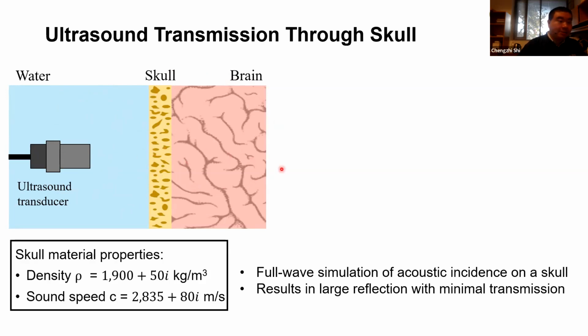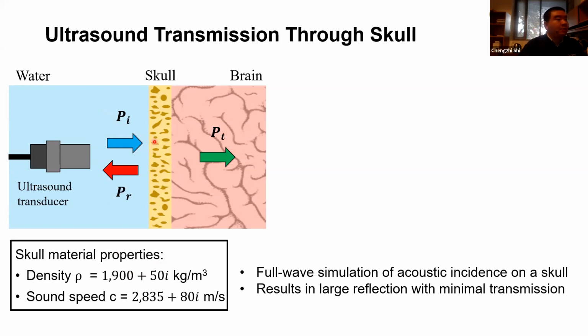Okay, so what happens? First, we know the skull parameters, which are given by previous measurements. There are people who tested the acoustic properties of cranial bone in the 80s using ex vivo human skulls. So we use the parameters from their measurements, do a full wave simulation, and see what happens by sending an incident ultrasound wave into the skull. The ultrasound we send is at 1.5 megahertz.